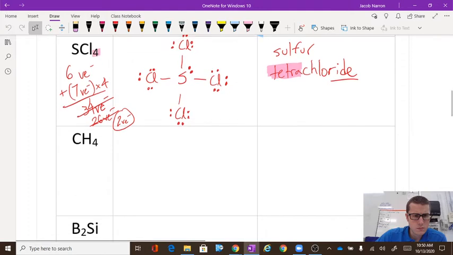Let's take a look at the next one. And by the way, if you're trying to remember what the expanded octet is, there's actually a section on the periodic table that you can look. Okay, phosphorus, sulfur, chlorine, arsenic, selenium, bromine, krypton, and then iodine and xenon are the elements that are special, and they get more than 8.